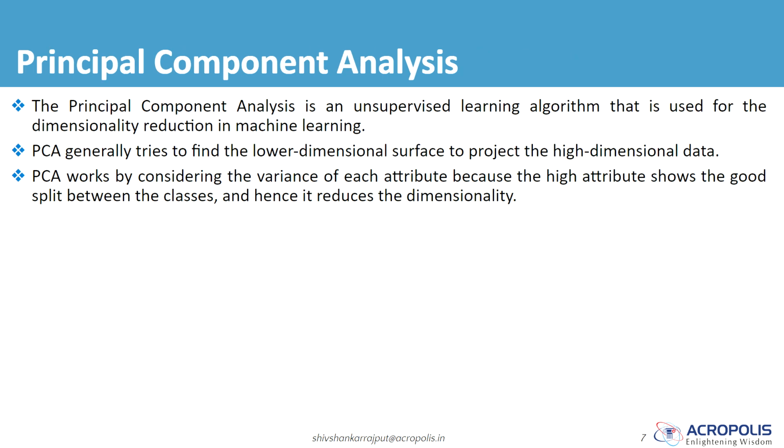Now, what is principal component analysis? In principal component analysis, we generally try to make our high dimension data into low dimension data. PCA is an unsupervised learning algorithm that is used for dimensionality reduction in ML. PCA generally tries to find the lower dimension surface to project the high dimension data. PCA works by considering the variance of each attribute, because a high variance attribute shows a good split between the classes, and hence it reduces the dimensionality.